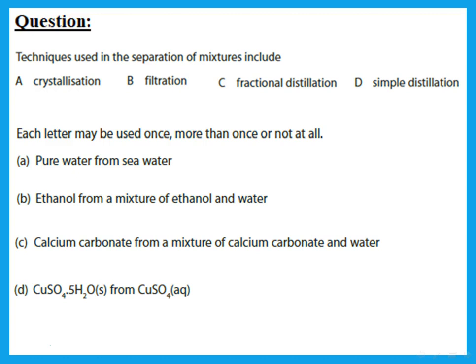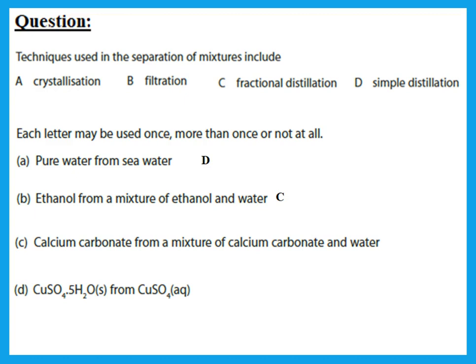This is a typical question about the separation technique. So he has the options A, B, C, D, and he's saying which of these should I use to get pure water from seawater. Remember we said if we have a mixture and I want the water, then I use simple distillation. If I want ethanol from a mixture of ethanol and water, these are a mixture of two liquids, then I will use fractional distillation.